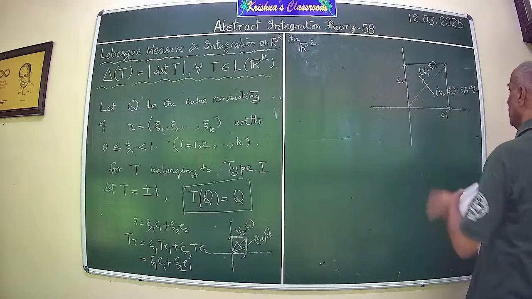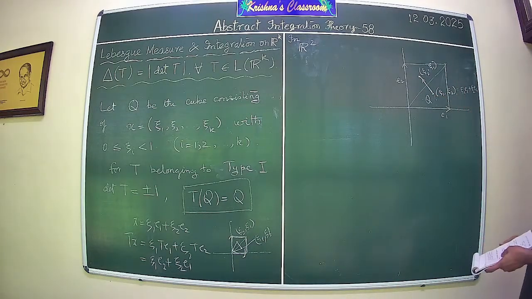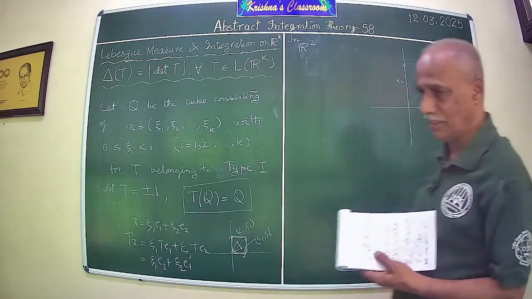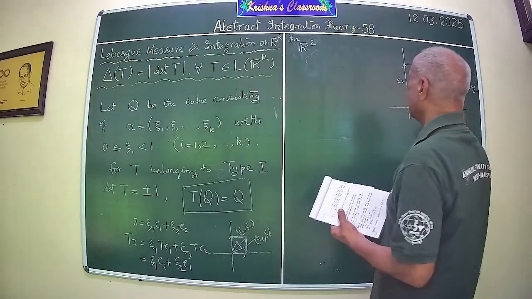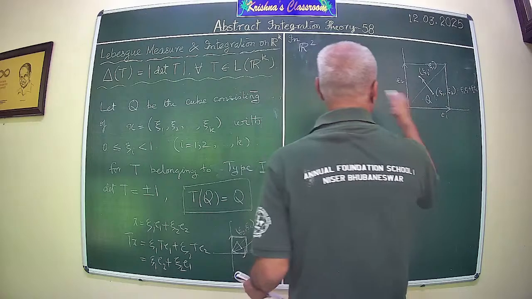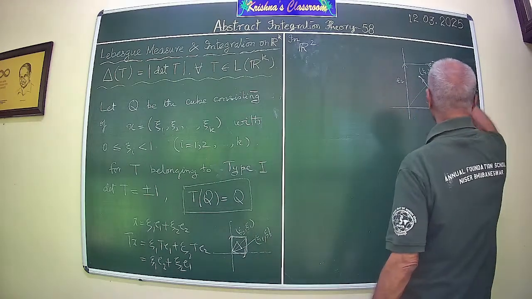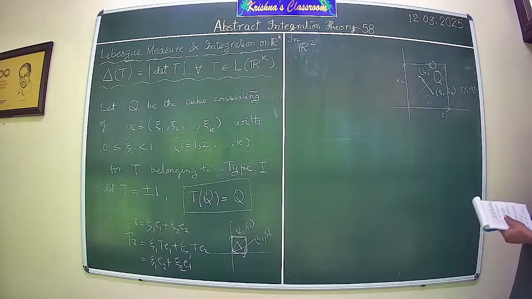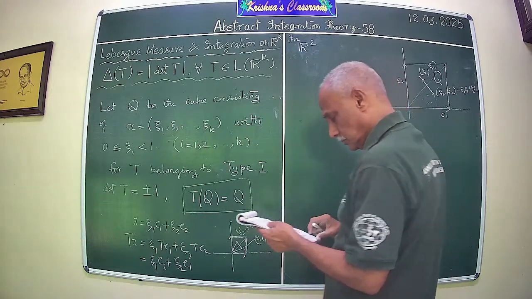So this is your cube. Under this transformation, the volume, or area, does not change. That is what you understand. So this is the picture that you get. This whole thing is what is called type 1. Now type 2.